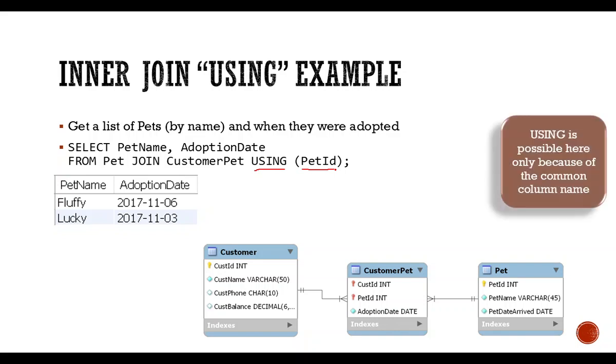Again, common column name makes it happen. If it didn't have that, you can't use using, right? If there's not a common column name, you must use the on syntax or some other thing, but on is probably your friend. All right, so that's how you do that.